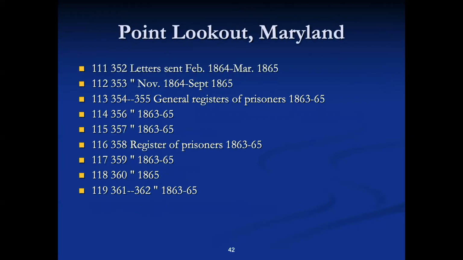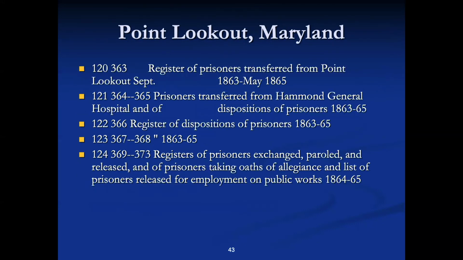There are prisoners confined, those who died, just regular lists, ledgers like where Sam's gold is, morning reports, and various other records. So for Point Lookout, where Sam was, we can see that we have letters, we have General Register of Prisoners, we have Register of Prisoners, we have prisoners transferred from Point Lookout, prisoners transferred from Hammond General Hospital, and the disposition of prisoners. Hammond General Hospital was the Point Lookout General Hospital, there in the prisoner of war camp, or next to the prisoner of war camp. And then registers of prisoners exchanged, paroled, and released, and of prisoners taking oaths of allegiance, and list of prisoners released for employment on public works, 1864 to 1865.